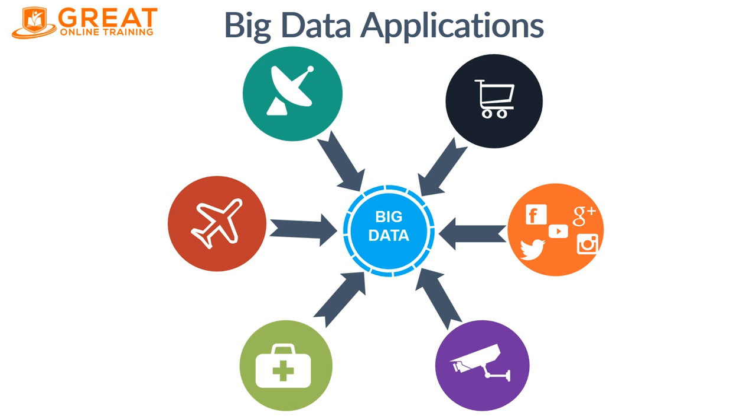The last one here is satellite data. It is also very huge data about the atmosphere and weather, and it also consists of data about other planets, and our researchers are doing a lot of analytics on this data and getting some recommendations out of it. Hope you are clear about all these examples of big data analytics. I'm going to the next slide.